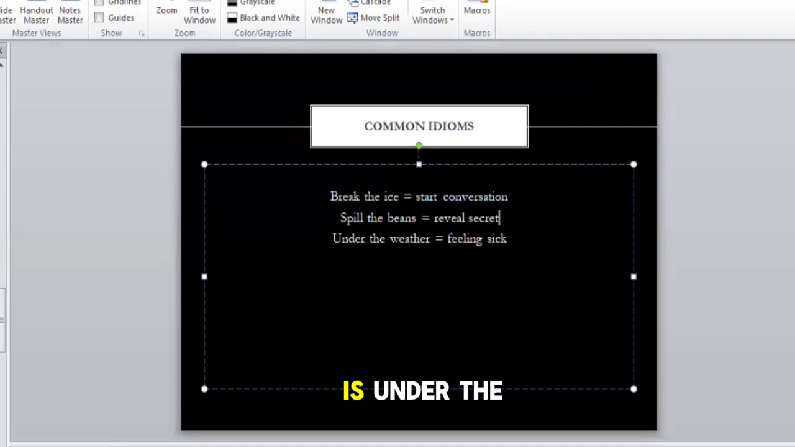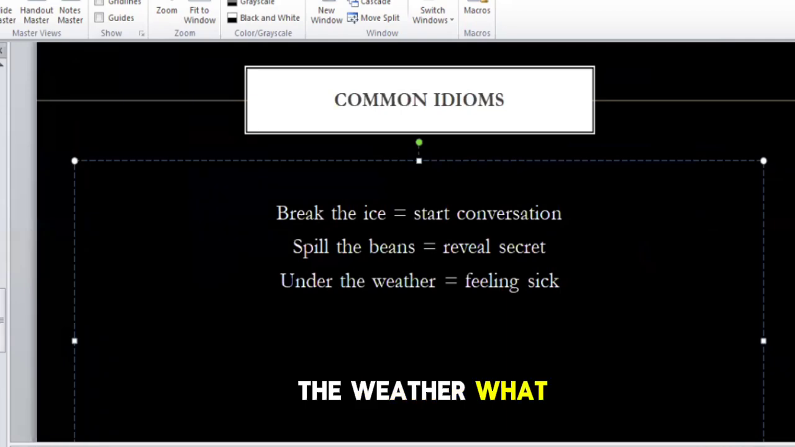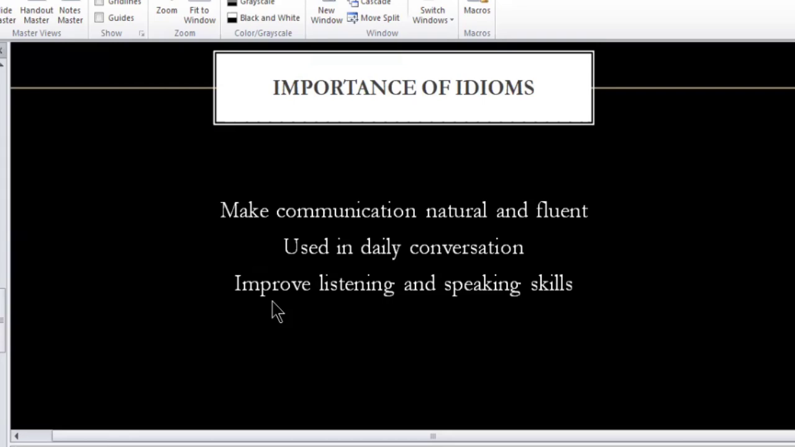The last one is under the weather. If I say that I'm under the weather, what would it mean? It means I'm feeling sick. अभी ये ज़रूरी नहीं है कि मैं weather के अंदर हूँ, like I'm in the room now, but if I say I'm under the weather, it means that I'm feeling sick. मैं बीमार हूँ. ब्रेक द आइस को लिटरल मीनिंग में आप नहीं लेंगे कि आप आइस को ब्रेक आउट करेंगे. Break the ice means to start a conversation, बातचीत स्टार्ट करें आप.